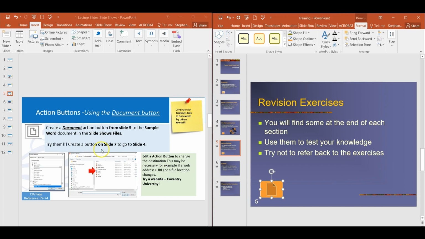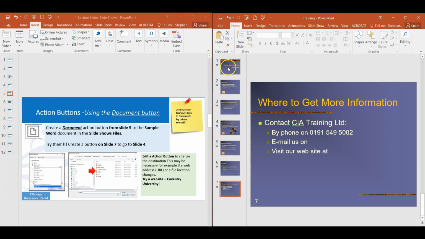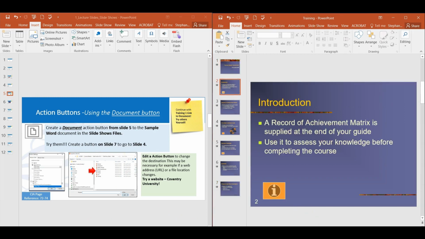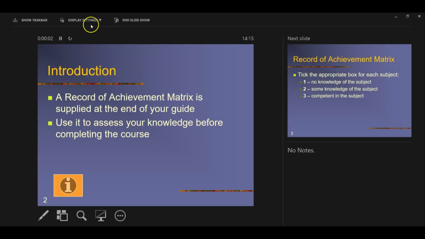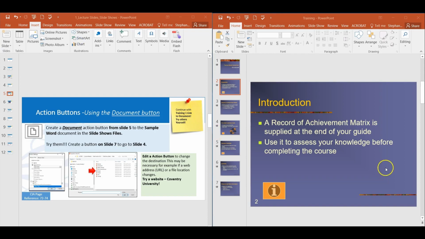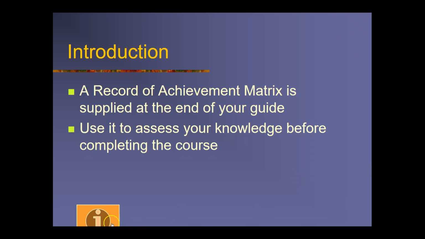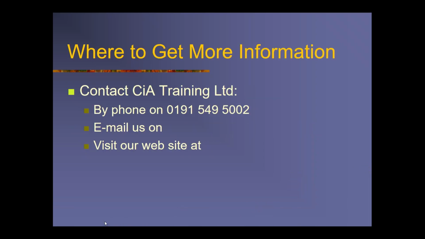So it says to try them, but as you noted on the first slide, when you go to slide 7, so if we go to slide 2 and we go into presentation mode, let's just bring my display down, I've got too many windows. So if we go in here and we click on 2 and go like that, we get to 7, there's no way of coming back. So it's really not a good idea.